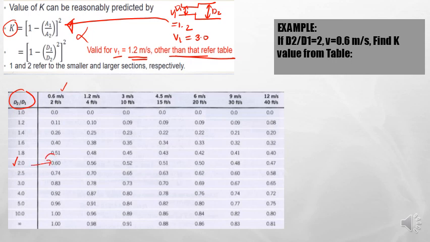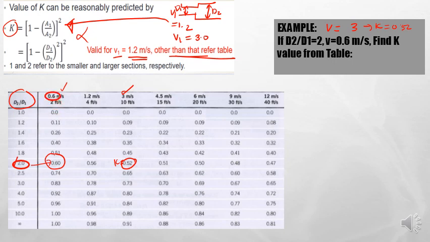So this is your K value. What if V is equal to 3? What is your K? For example, if V equals 3, like this, your K value is 0.52. I hope that you can understand how to use this table to calculate the K value.